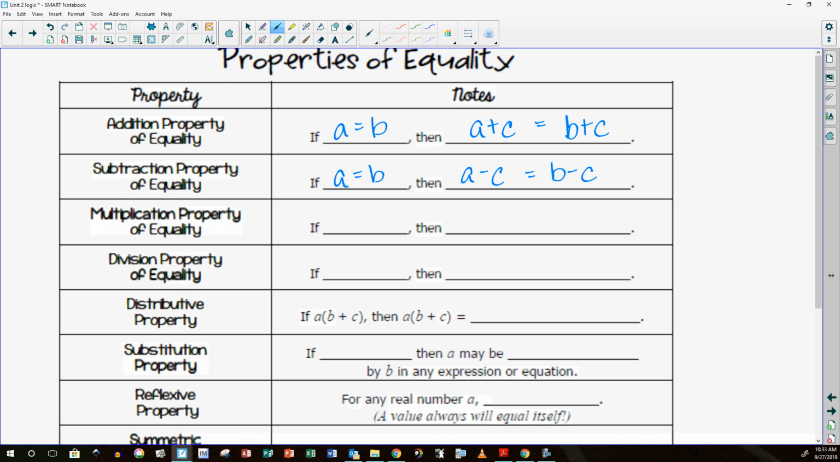And you can probably guess that multiplication and division work the same way. So if A equals B, then A times C is equal to B times C. That would be multiplying both sides by the same number. And then, of course, when you're solving an equation like 2x equals 4, you divide both sides by 2. That's because the division property says that works. So if A equals B, then A divided by C is equal to B divided by C.